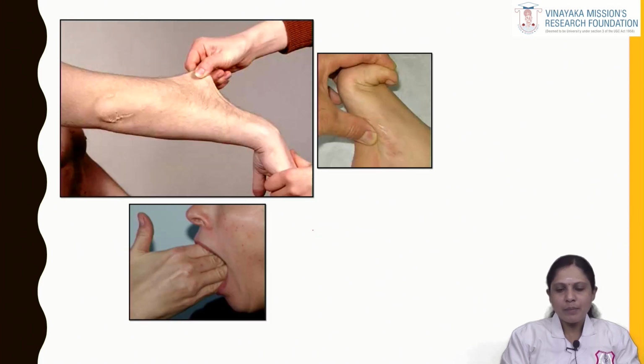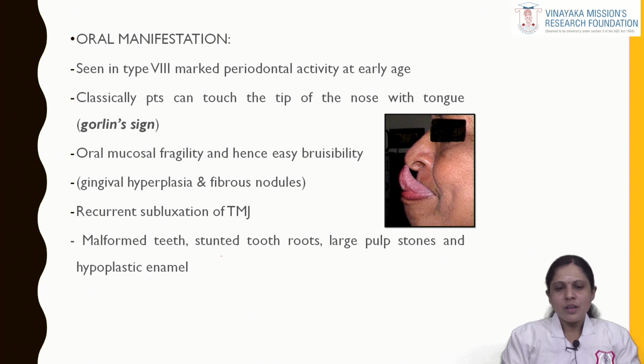So we can see the hyperelasticity of skin and joints, especially the common mouth opening is 3-finger breadth, and you can see more than 3-finger breadth is being noted in these patients. And oral manifestation is common in type 8 where marked periodontal activity is noted at an early age. And the classical sign is the patient can touch the tip of the nose with tongue. It is known as Gorlin's sign.